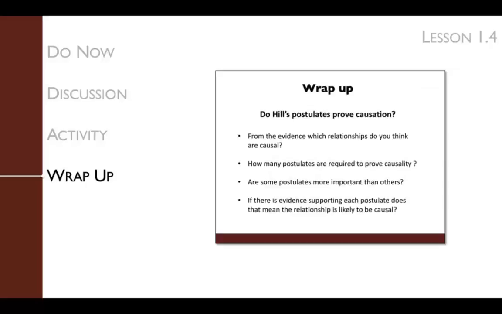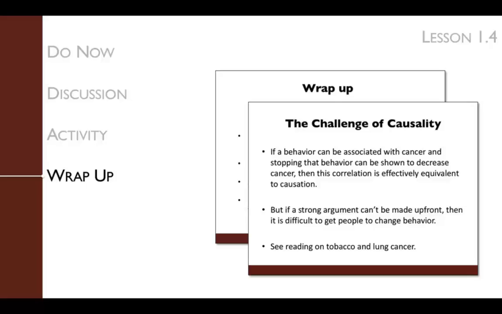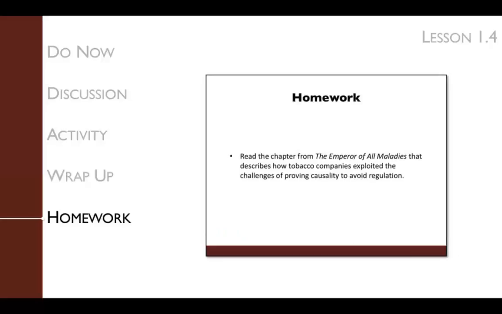We wrap up the activity by asking, from the evidence the students have just discussed, what relationships do they believe are causative? This leads to a discussion of some of the challenges of causality. Hill's postulates cannot prove causality no matter how many postulates are supported. And this leads us to the homework, which is reading a chapter from The Emperor of All Maladies that describes how tobacco companies exploited the challenges of proving causality to avoid regulation.